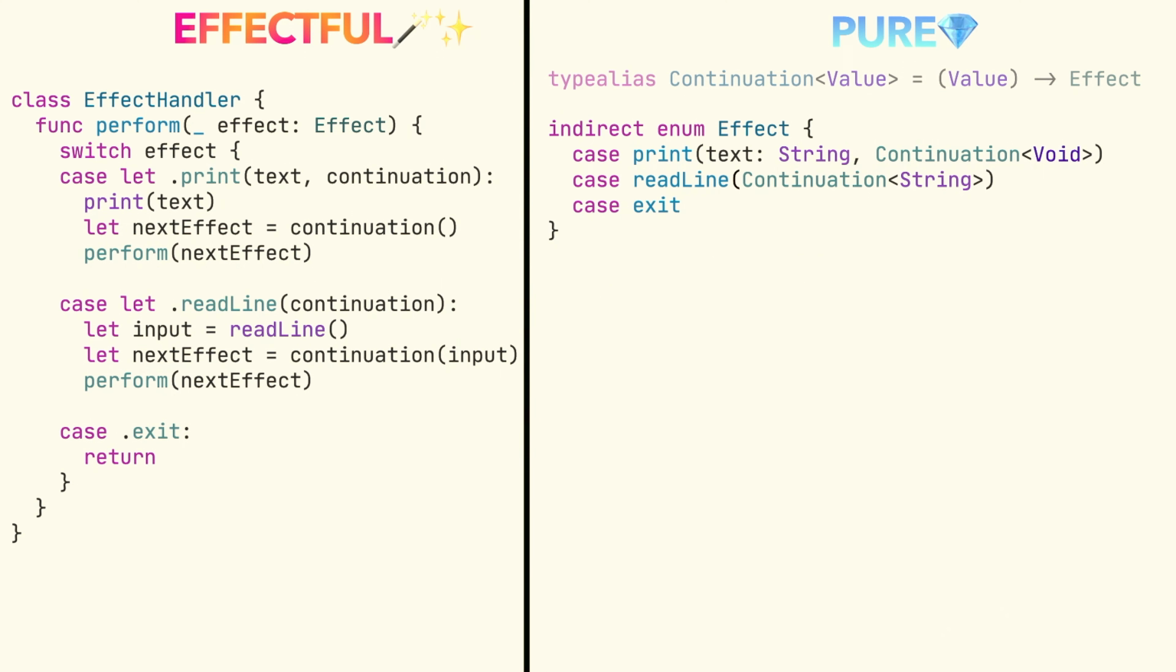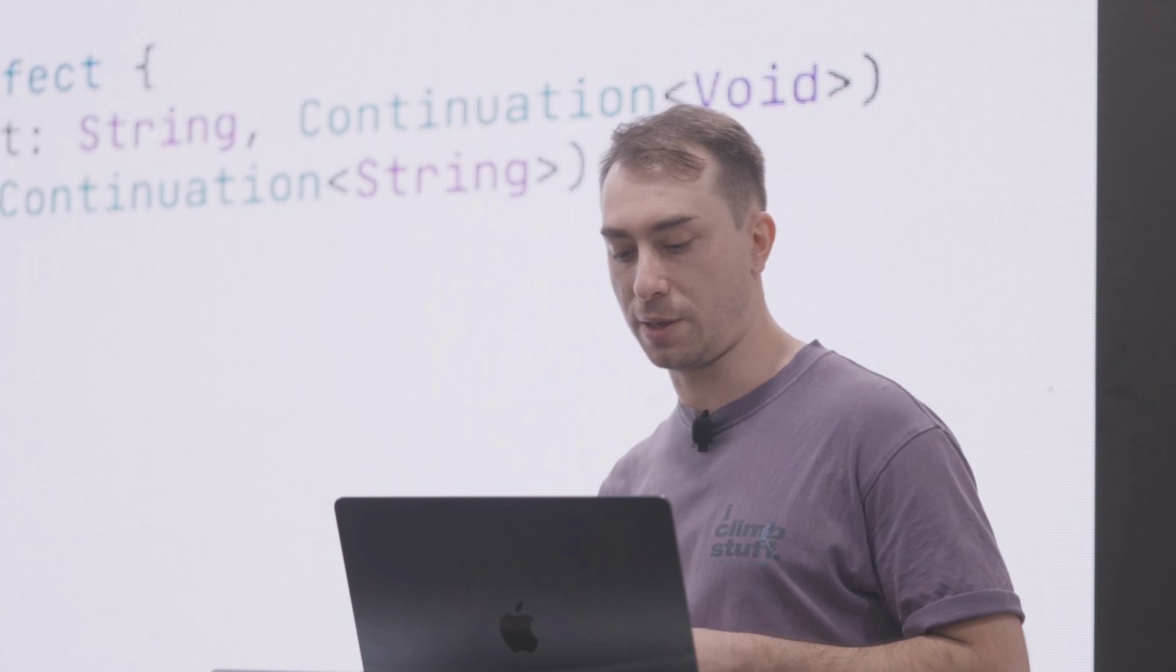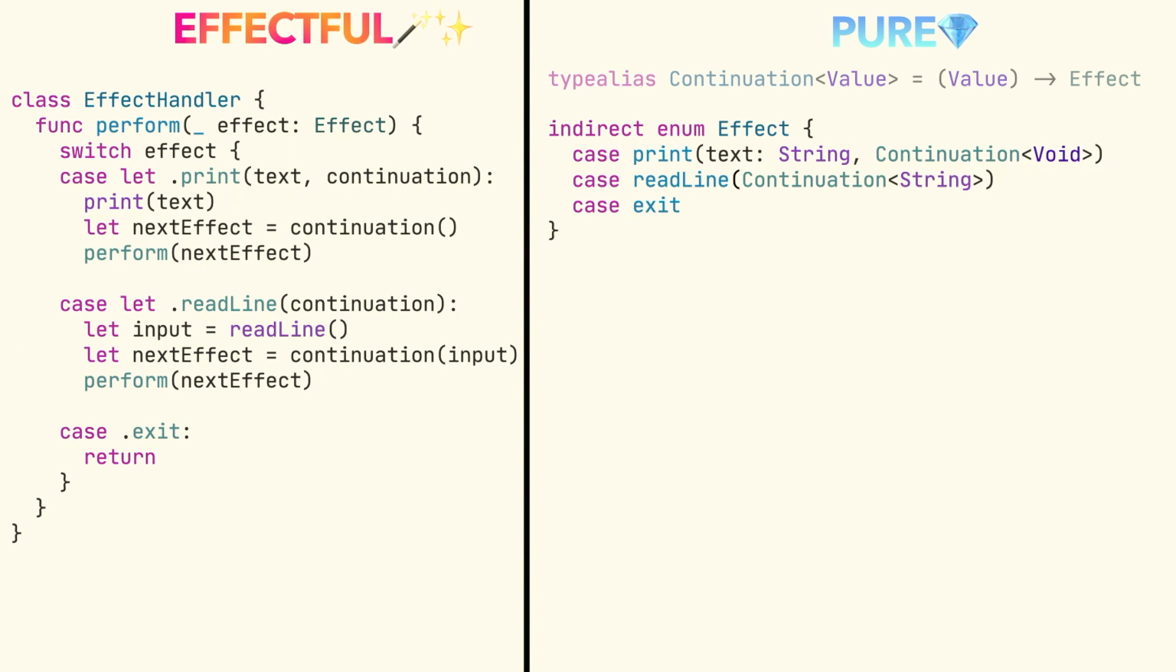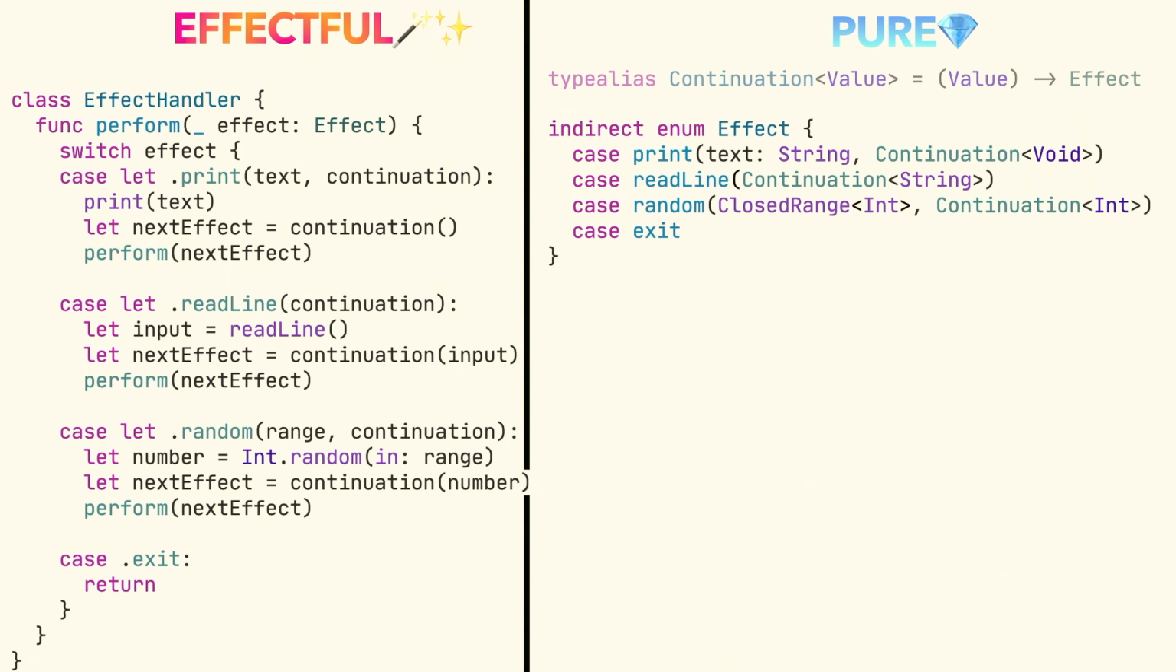OK, wonderful. So let's go back to our number guessing game and finish its implementation. We're missing one more effect, which is random number. Again, it takes the range for the random number, and it continues with the generated random number. The implementation is very simple. Call into int random and continue with the random number.